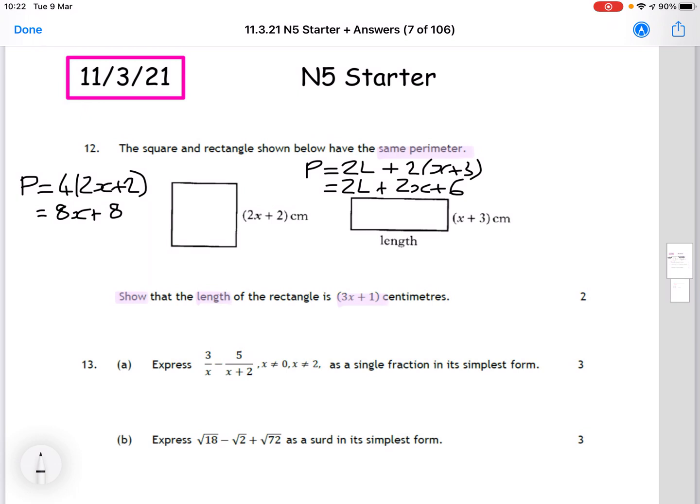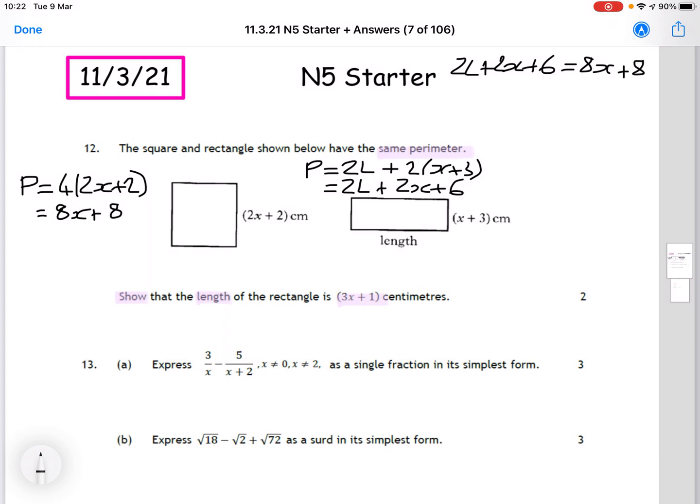Because I know that these two perimeters are equal to each other, we can set these equal to each other. I'm going to put the expression with the L in it on the left first because that's the unknown value I'm looking for at the end. So 2L plus 2x plus 6 is equal to 8x plus 8.